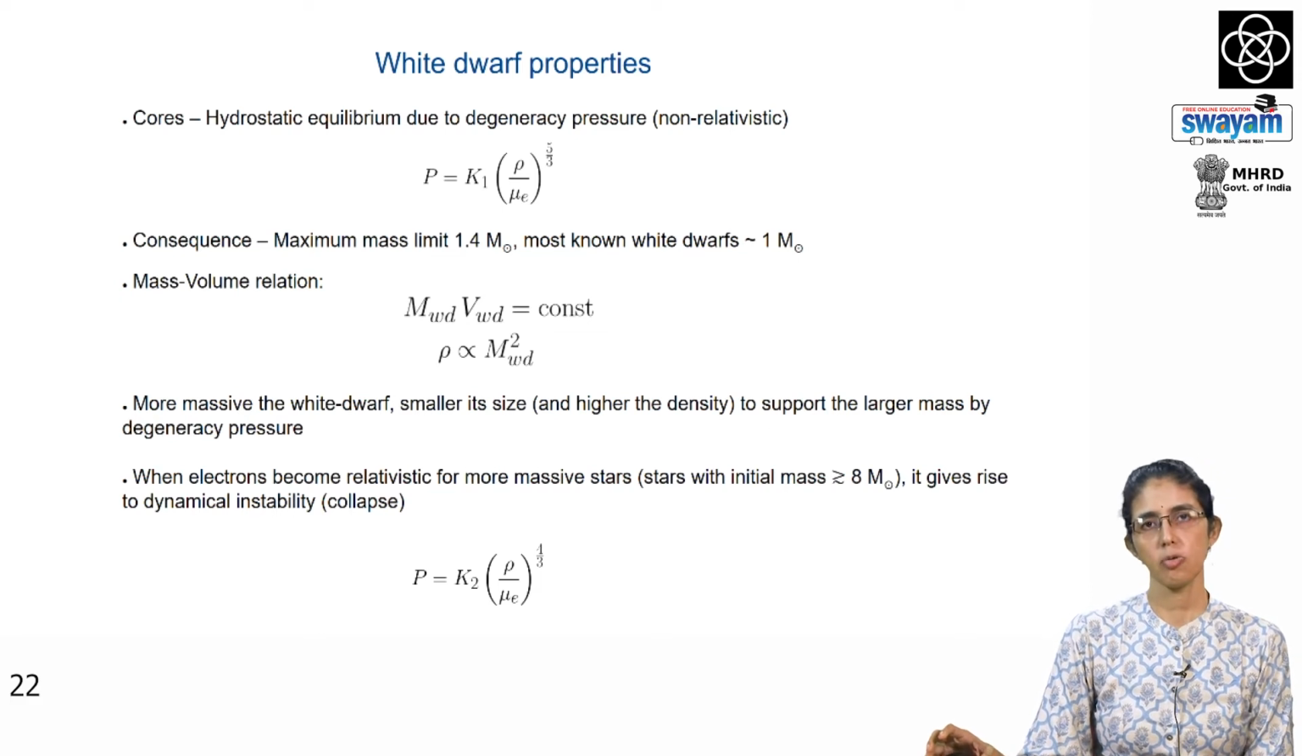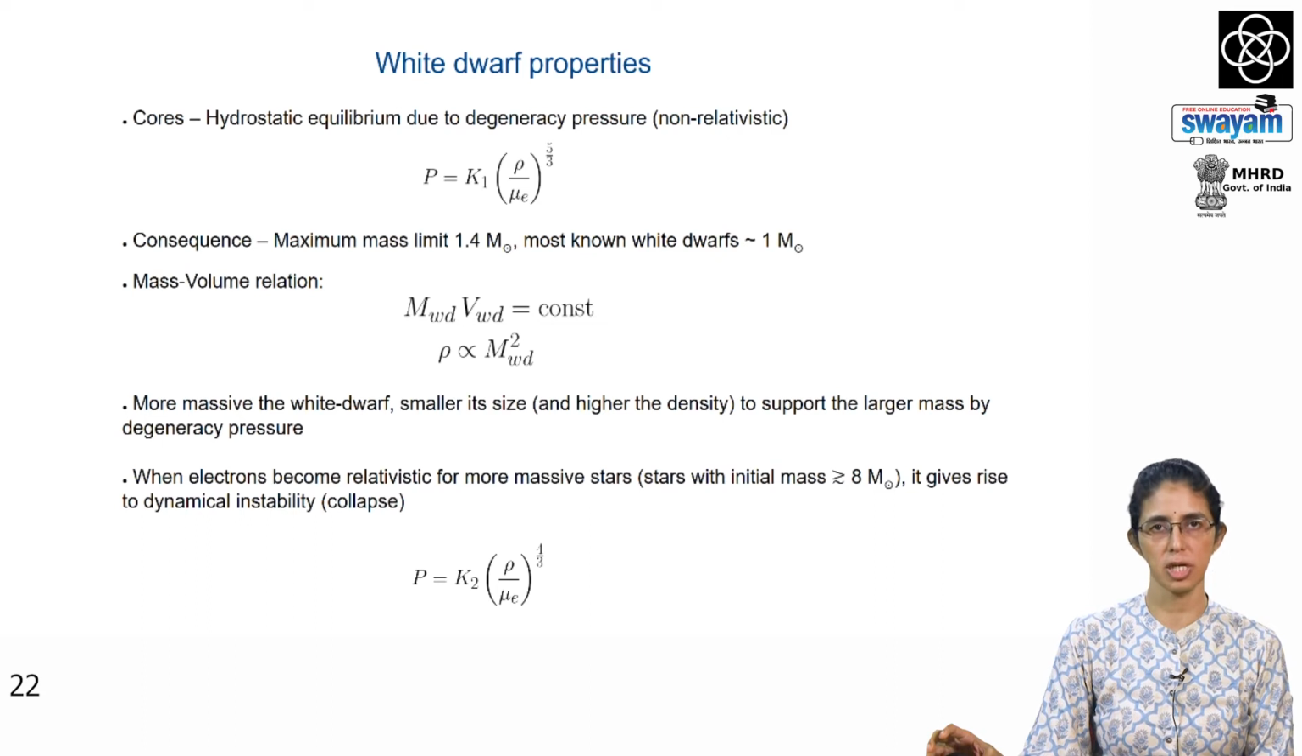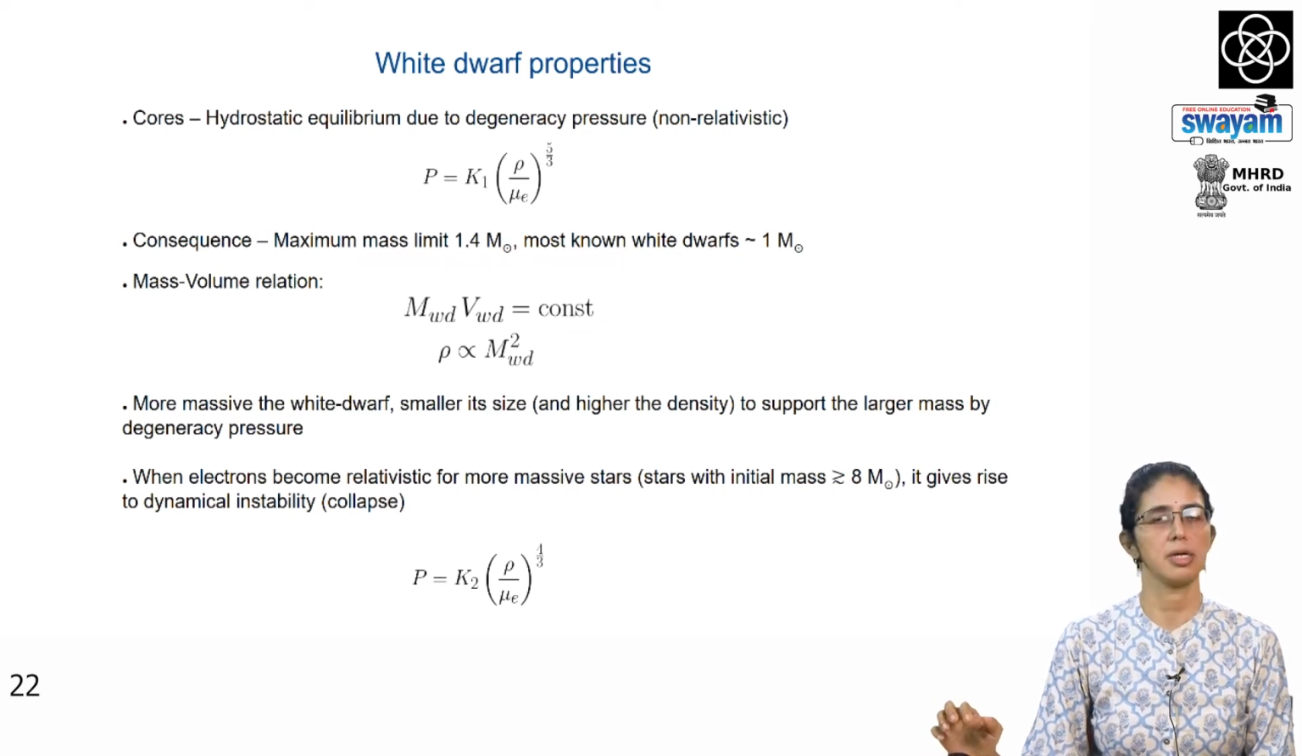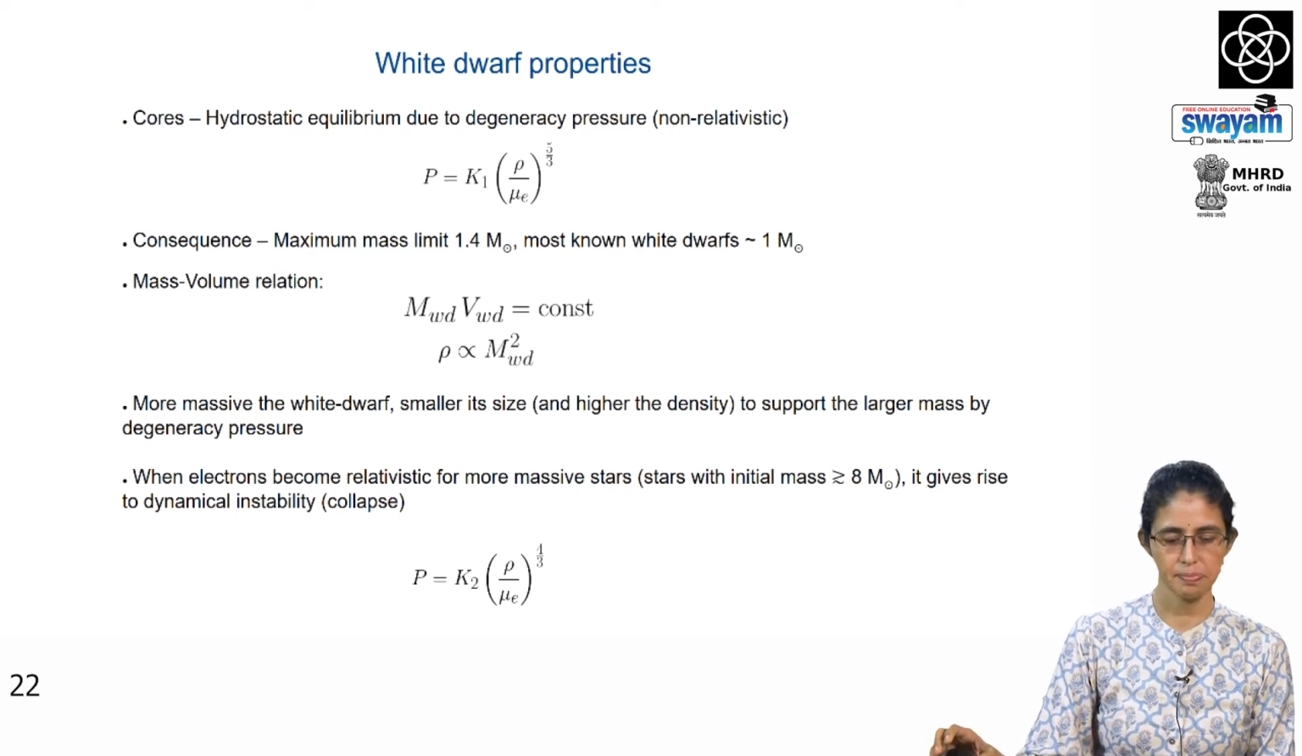Another consequence of this degeneracy pressure is a mass-volume relation. It has been found that the mass multiplied by the volume of white dwarfs is constant. That is, mass is inversely proportional to volume. The higher the mass of the white dwarf, the smaller is the volume. This can also be understood from our understanding of the degeneracy pressure. The more mass the white dwarf has, the denser it should be in order to generate higher degeneracy pressure.